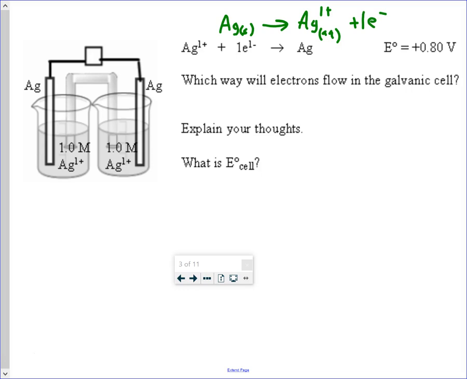Okay, and the oxidation potential of that reaction is going to be the opposite of the reduction potential right below it. So this is going to equal negative 0.8 volts. So the total cell potential of this reaction is going to end up being 0. And that's the very final question here. So it's nothing. Okay, what does that really mean? That means that this reaction isn't favored in either direction. It's at equilibrium. Okay, so which way will the electrons flow? Well, they won't.